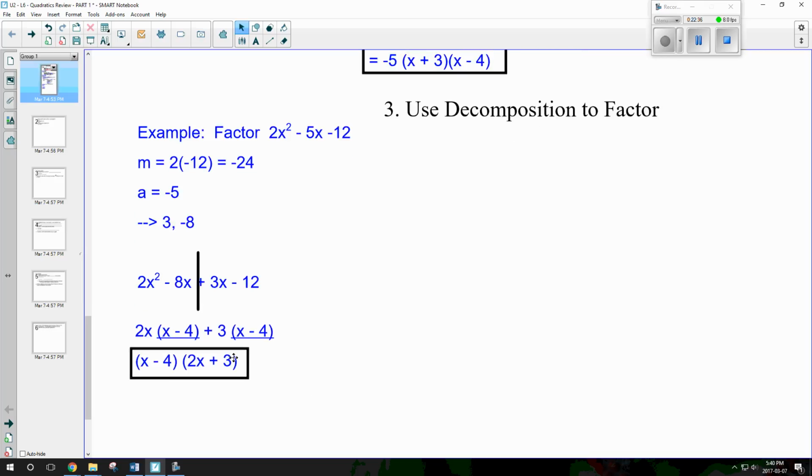At this time, if anyone still needs to copy this down, please pause the video. I'm going to move on to the next example.